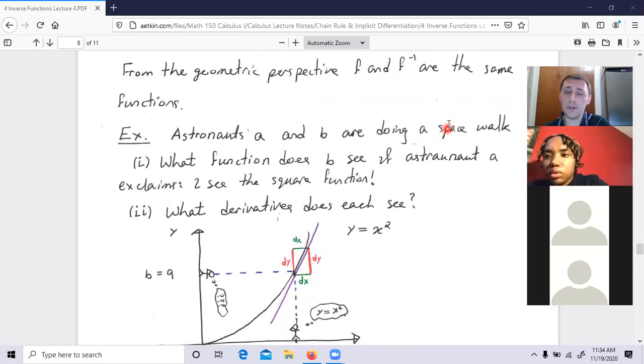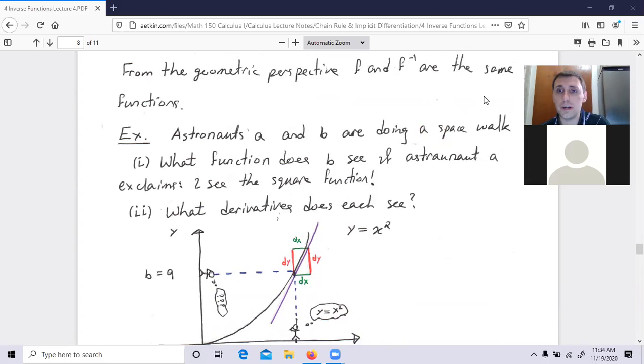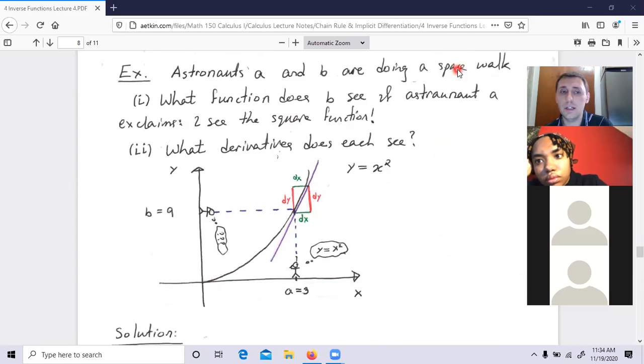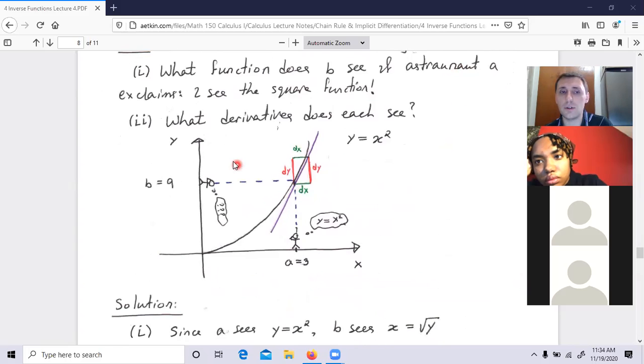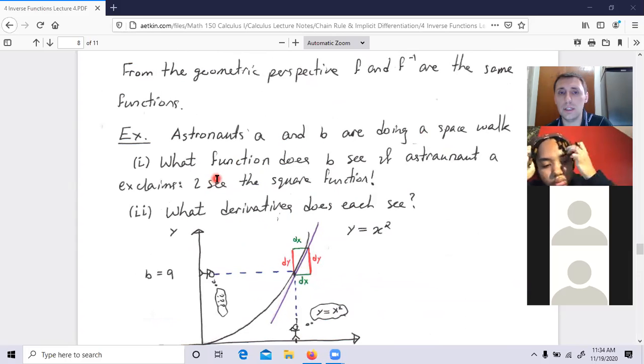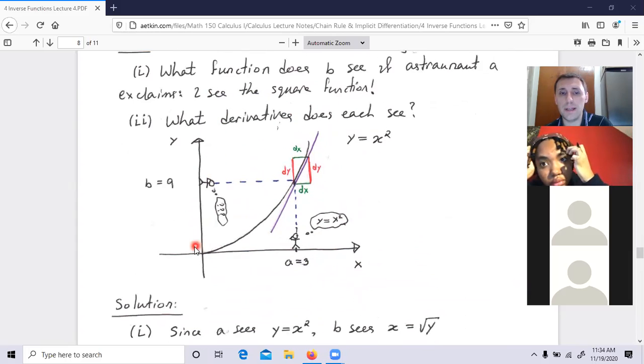Now that is very useful in figuring out derivatives of inverse functions. Yes. Here is a question. So we have astronaut A and astronaut B doing a spacewalk, and let's try to think what happens here. The astronaut on the x-axis, when he looks up, recognizes the function y equals x squared at point 3, right? He stands at point 3 and he recognizes that in general it's x squared, and he's calculating the slope of the tangent line.